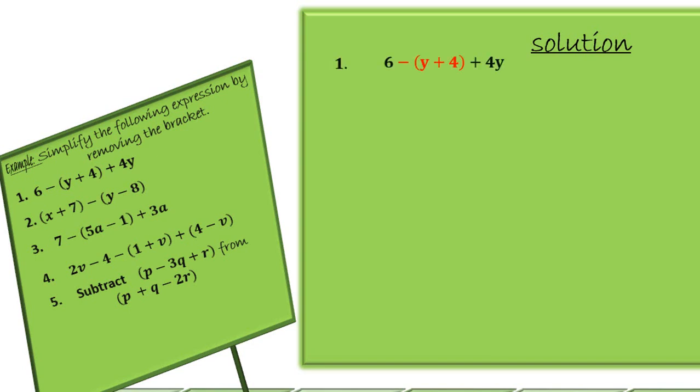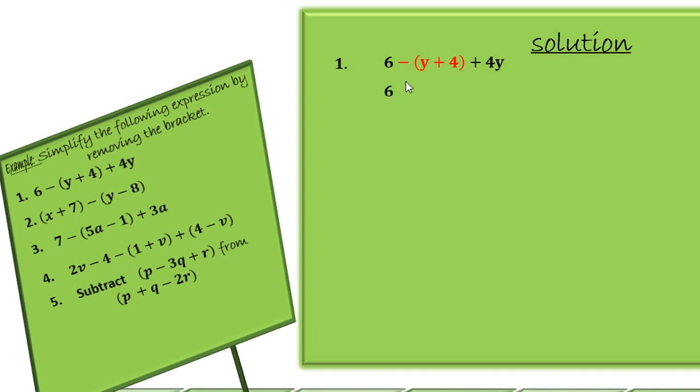We have an example 1 that's just like you can see it, we're bringing it on this green screen. So we have 6 minus open brackets y plus 4 close the bracket plus 4y. Just like I said, the major simplification you do in algebra is opening of brackets. So let's try to open this bracket.